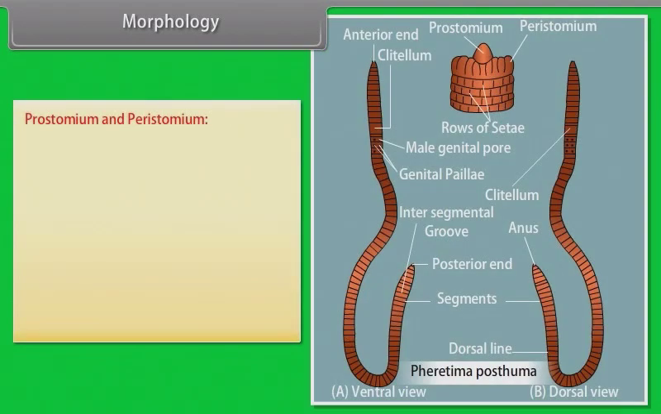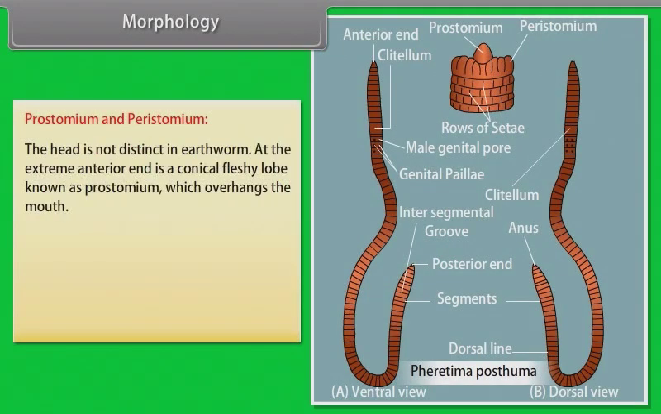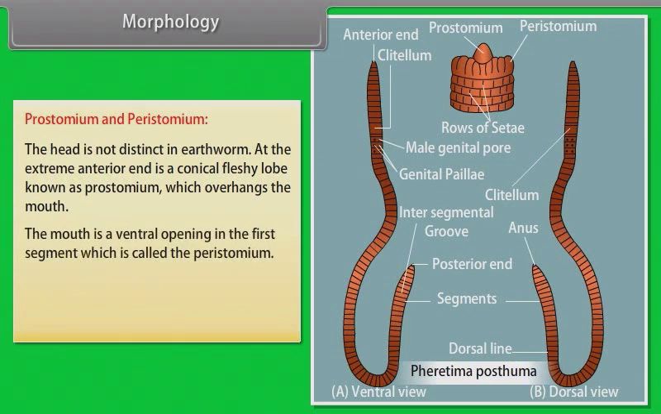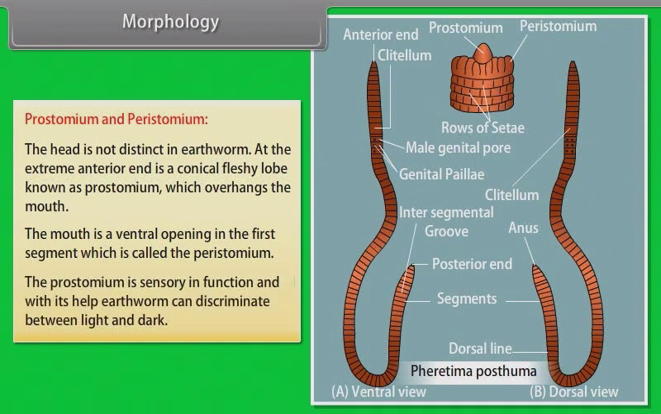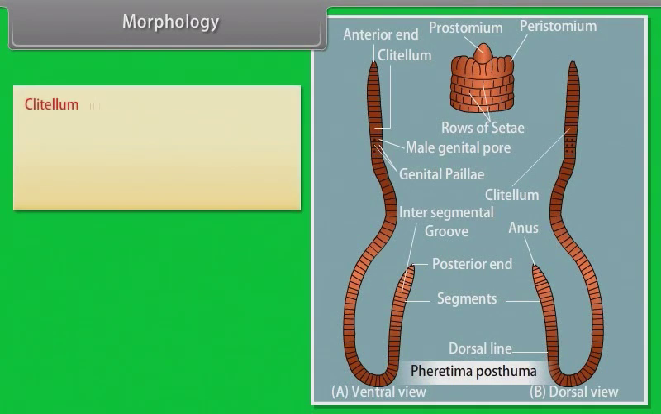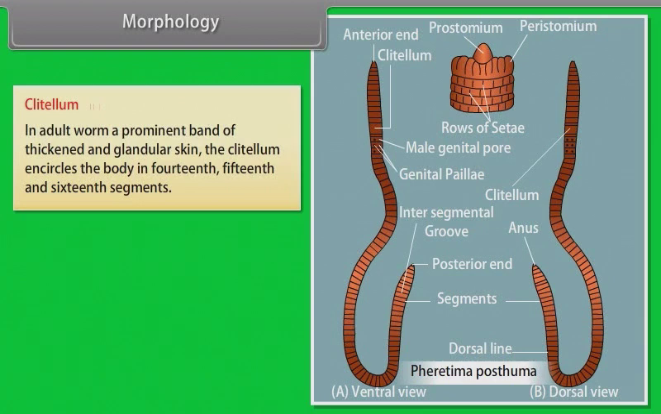Morphology. Prostomium and peristomium. The head is not distinct in earthworm. At the extreme anterior end is a conical fleshy lobe known as prostomium, which overhangs the mouth. The mouth is a ventral opening in the first segment, which is called the peristomium. The prostomium is sensory in function, and with its help, earthworm can discriminate between light and dark. Clitellum. In adult worm, there is a prominent band of thickened and glandular skin. The clitellum encircles the body in 14th, 15th and 16th segments.